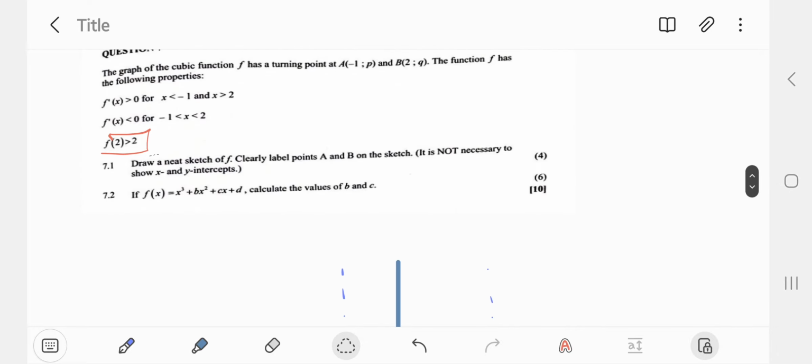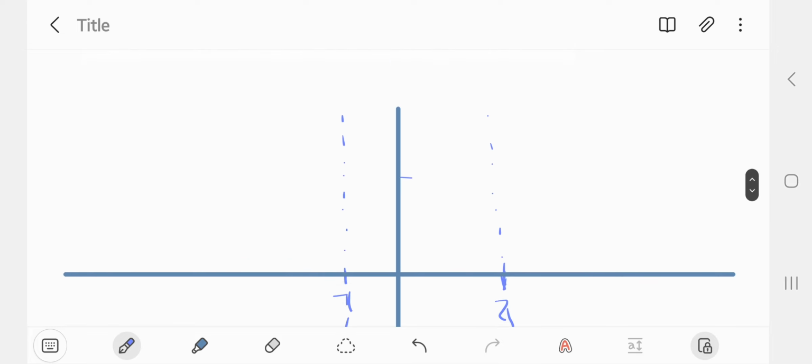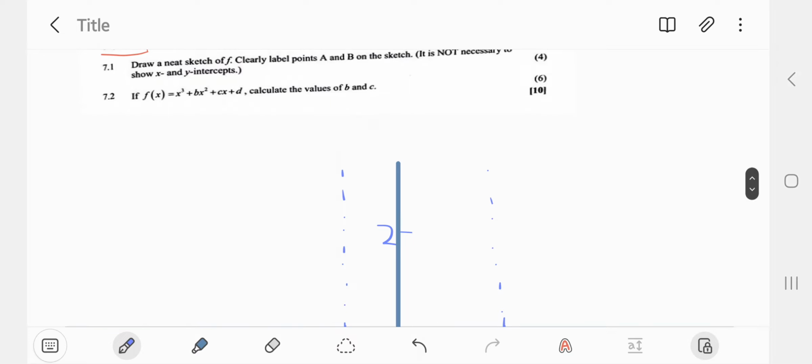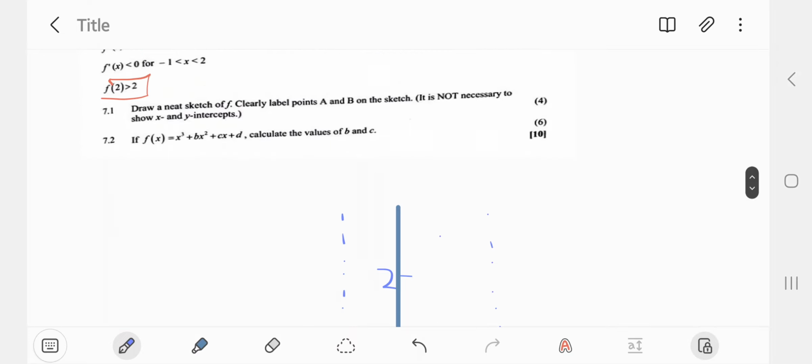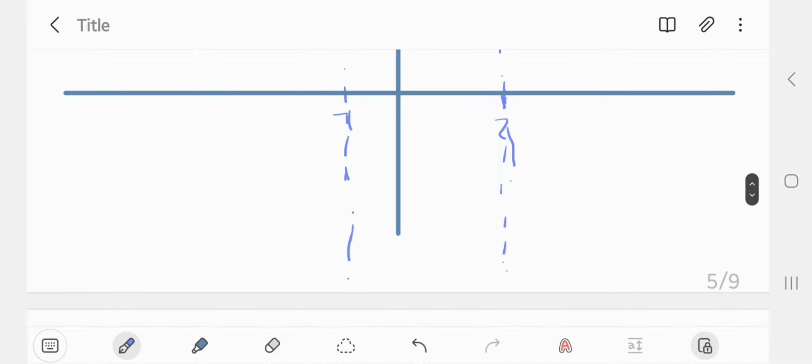And lastly, we have the f graph, this cubic function that we're talking about, where x is 2, and remember, guys, it's also the turning point at B. The y value of the turning point is greater than 2. So let's go to our graph here. Let's say this is 2 here. It means wherever this graph is turning, its turning point where x is 2 is above this point where y is equal to 2.